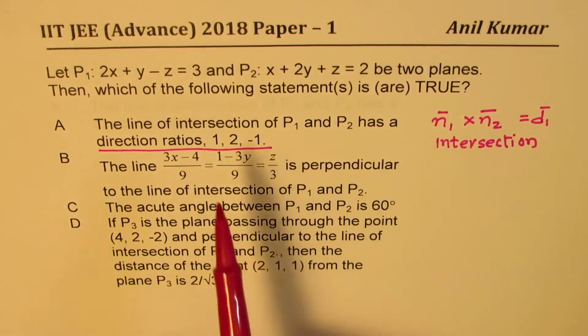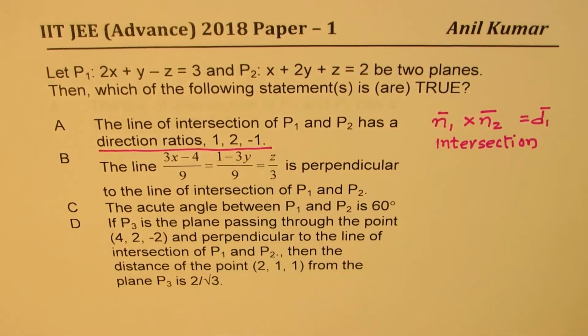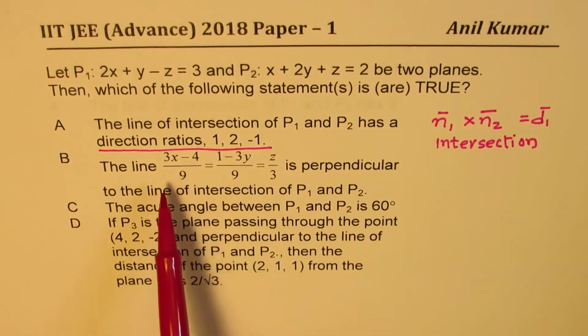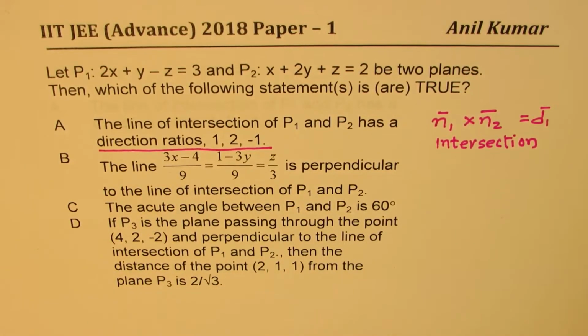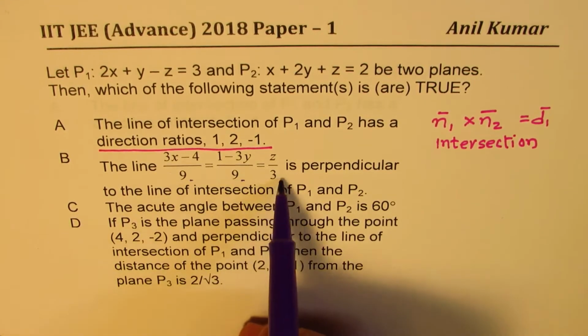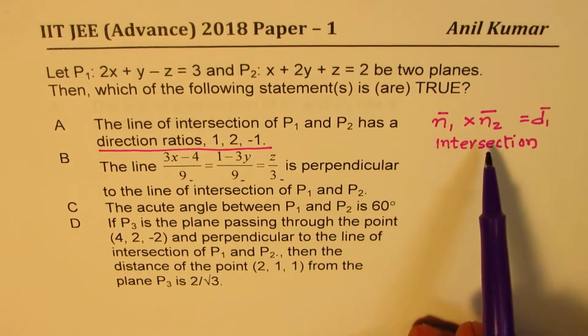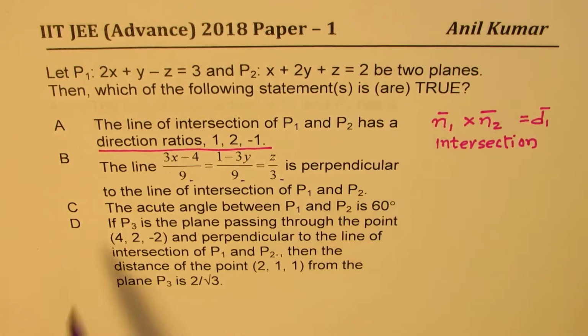So we will find this cross product and then check whether it matches with 1, 2, minus 1 or not. Part B is about the line being perpendicular. When you are given a line in this form, it is a good idea to rewrite it. Once you rewrite the line, you will know from the denominators the direction of the line, and comparing with what you got here, you can answer this question. So that's not difficult either, right?